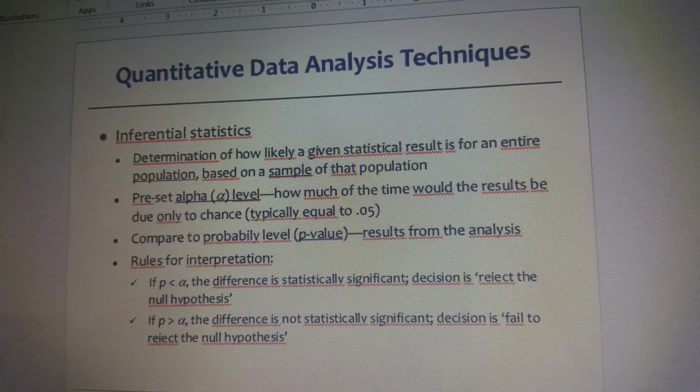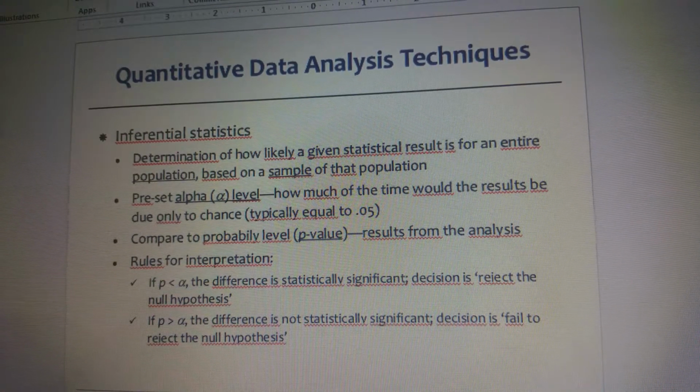Now we are talking about inferential statistics, where we make inference to the whole population from the sample. And I discussed in the class the 0.05, the probability of finding the results by chance. If it is more than 0.05, then we fail to reject the null hypothesis and we conclude that there is no significant difference. If it is less than 0.05, we say there is a significant difference and we reject the null hypothesis.